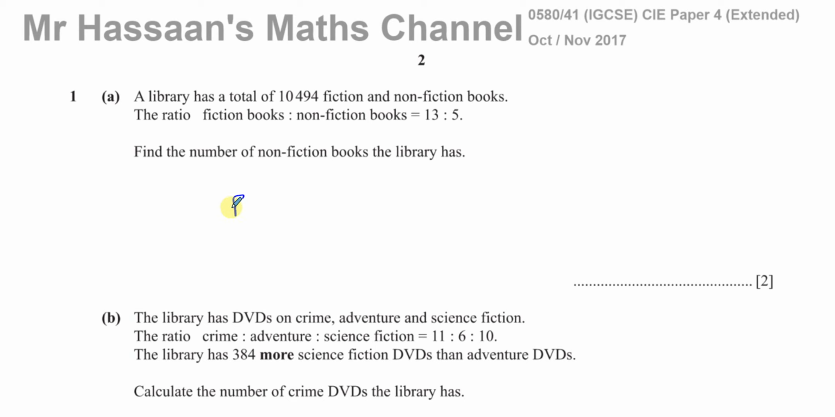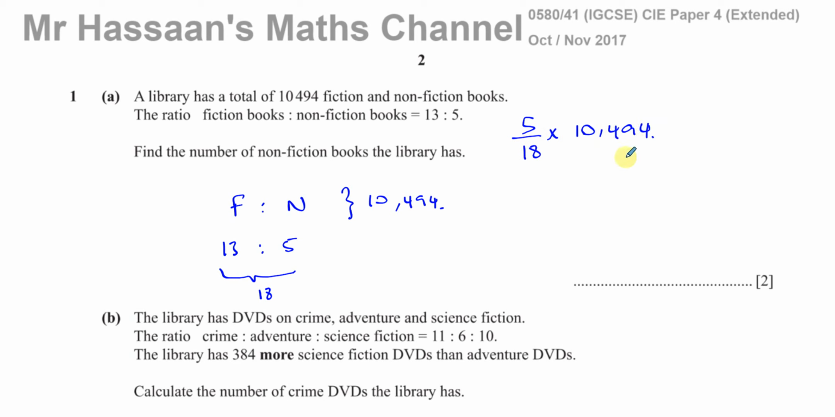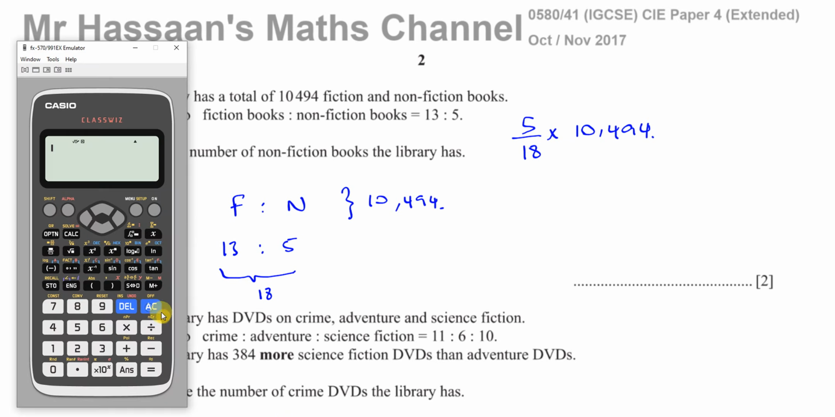So you've got fiction and you've got non-fiction. The ratio is 13:5. The total number of books altogether is 10,494. So we can say that the total number of parts here is 18, and the non-fiction books make up 5 parts out of 18. So 5 over 18 times the total, and that gives you your answer. That's one way of doing it. You could do it in another way as well, but there are lots of ways of doing it.